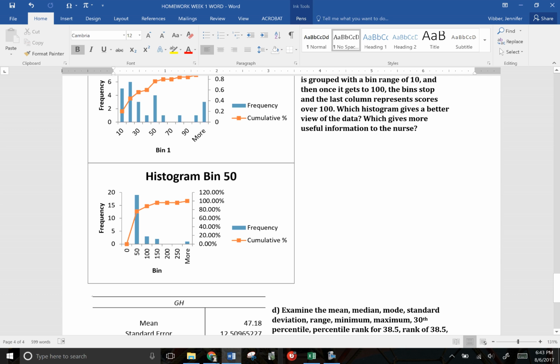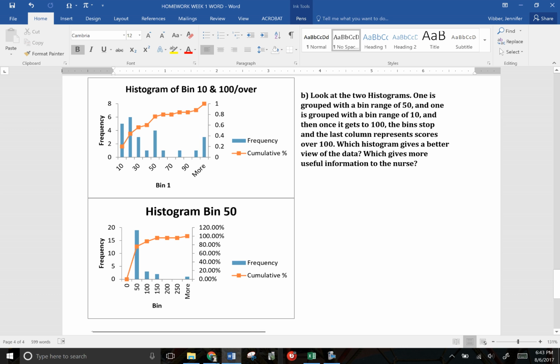Which histogram gives a better view of the data? Which gives more useful information to the nurse? Now, I'm going to give you a little hint here. Sometimes it feels like, oh, well, I should like the top one because I can see more things. But one of the things that I would often say to my class, if you were in my class right in front of me, is that the point of statistics and the point of pictures in statistics is to portray the most amount of information in the least amount of time. So you need to think about, okay, there's a balance there.